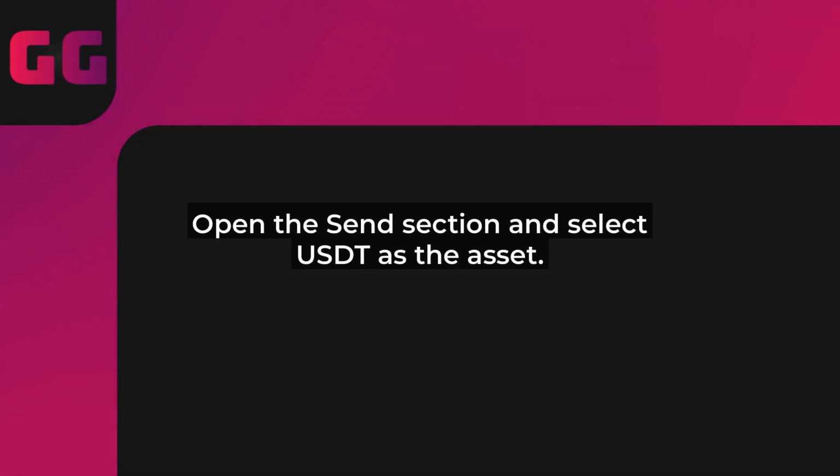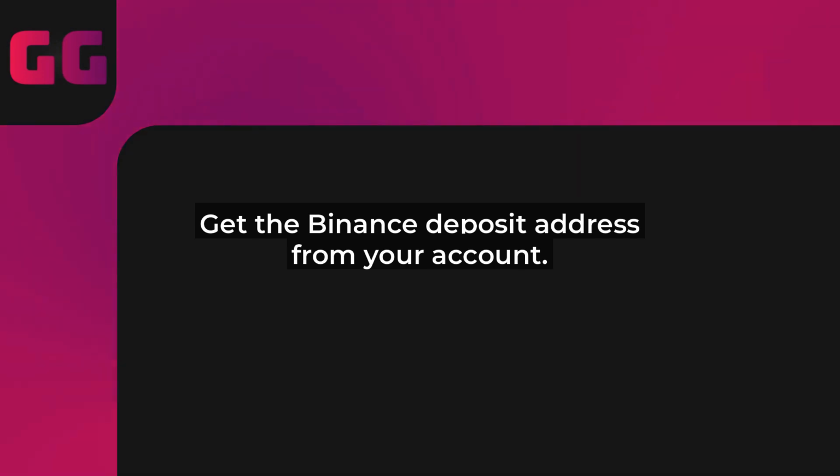Step 1. Open your Arculus wallet and navigate to the Send or Transfer section. You'll see an option to select the asset, in this case, USDT. Enter the amount you want to send, but be mindful of any transaction fees that might apply. They can vary based on network congestion.